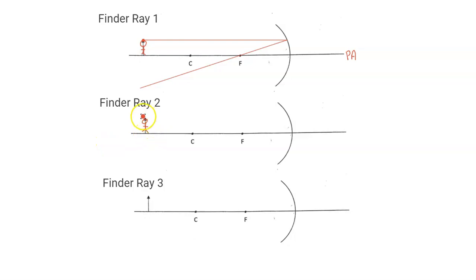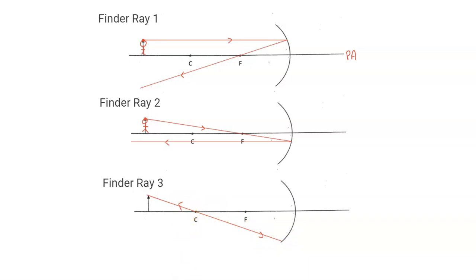Let me draw my little stick figure here. Our second finder ray is very similar to the first, but in opposite order. If we have a ray that goes through the focus, then it will reflect back parallel to the principal axis. And let me just write my arrows. There we go. The arrows are important so that when we find the image, we know which rays are the reflected ones. And our last one's the easiest one. If it goes through the center of curvature, it just reflects back on itself.